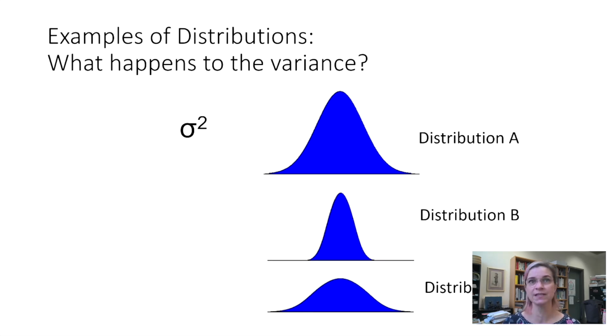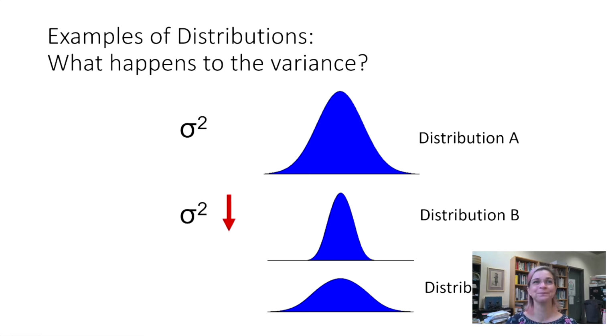What do you think of these? Distribution B is tall and skinny, and distribution C is much flatter. So the shape of distribution A is kind of somewhere in between. So do you think the variance of distribution B is larger or smaller than distribution A? Or what about distribution C?